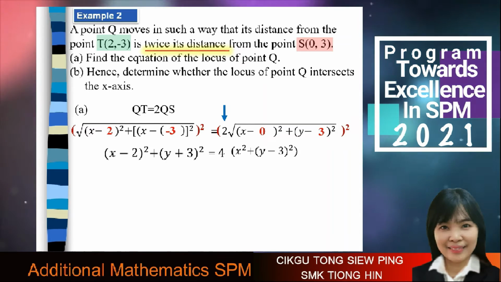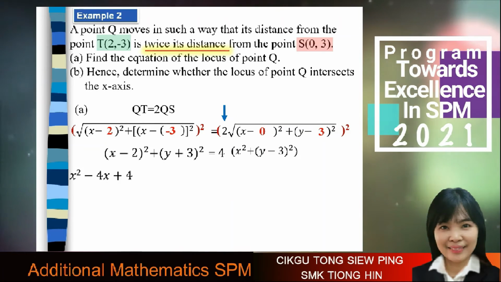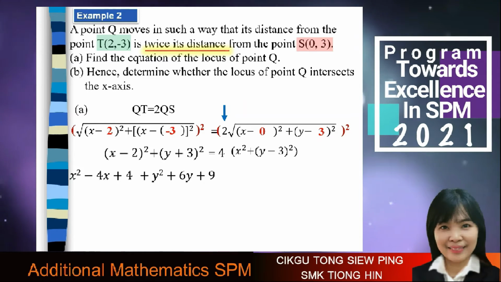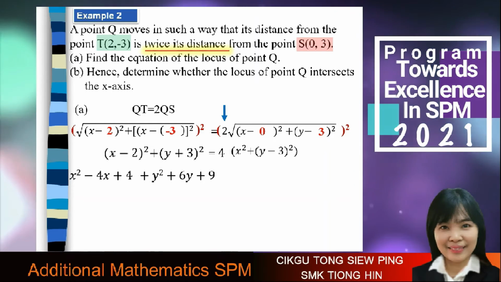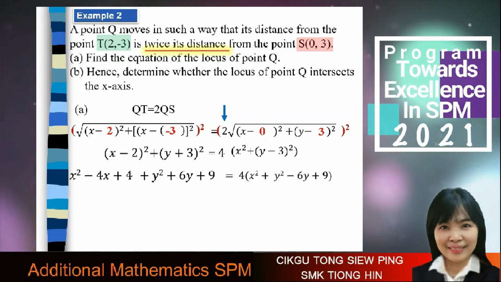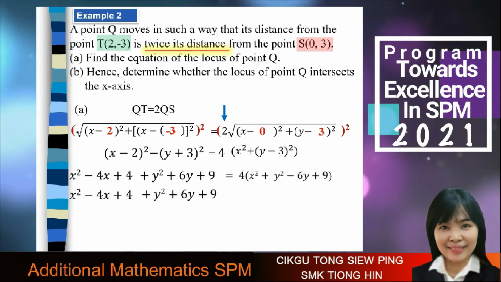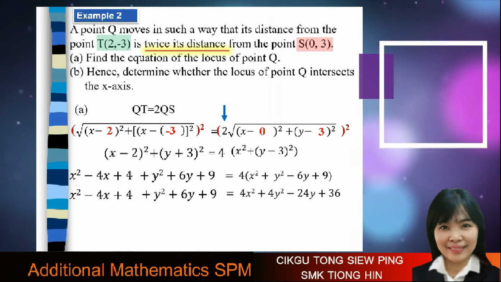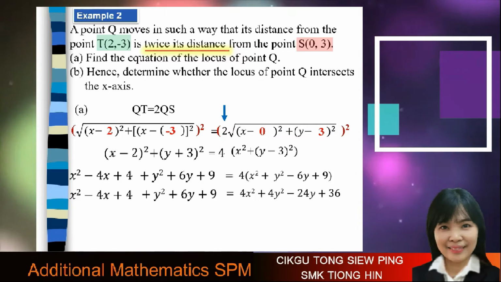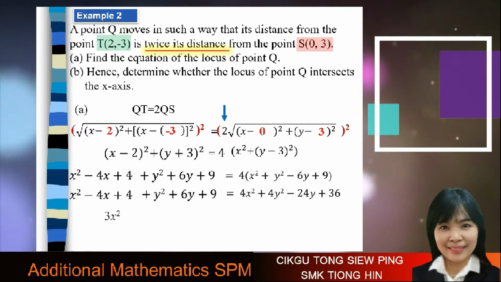Then we expand the (x minus 2) squared, we will have x squared minus 4x plus 4. We expand the (y plus 3) squared, we have y squared plus 6y plus 9. So for the right hand side, we expand it too. We expand the (y minus 3) squared, we have y squared minus 6y plus 9. Next, we multiply 4 with each term in the bracket here. We will have 4x squared plus 4y squared minus 24y plus 36.